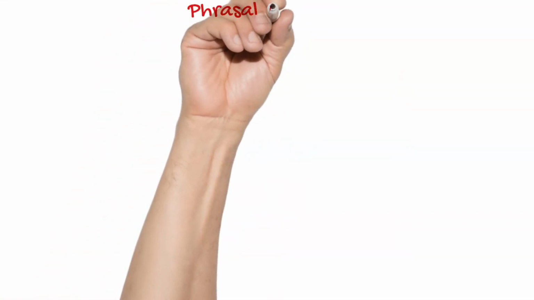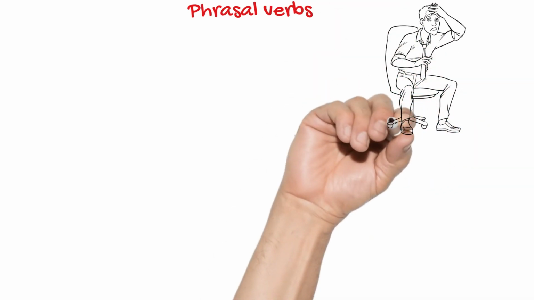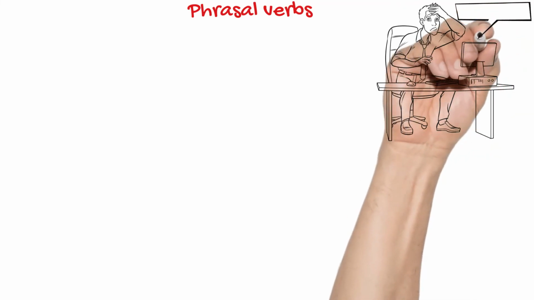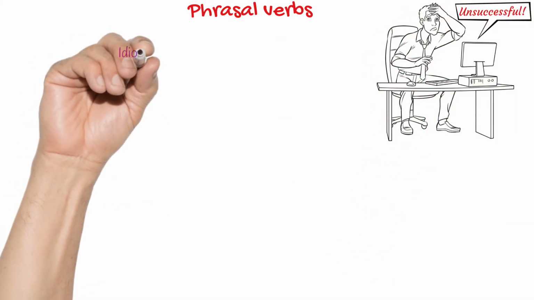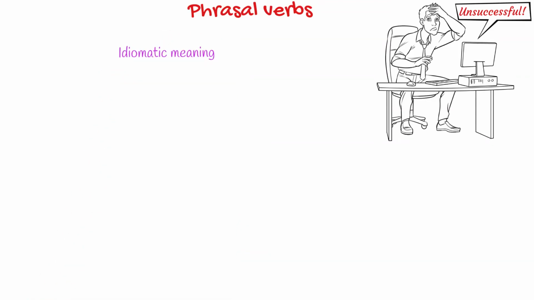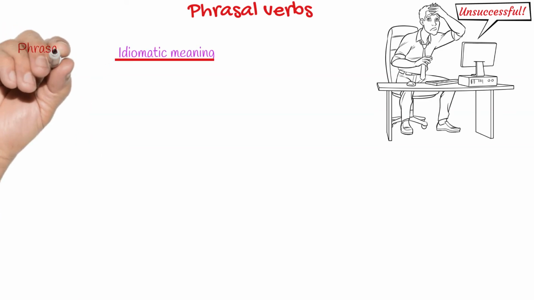Phrasal verbs. The name itself gives us important clues regarding the meaning of phrasal verbs. These are verb phrases that have idiomatic meaning. Idiomatic means that we cannot understand a phrasal verb according to its literal meaning. Let us see a phrasal verb.